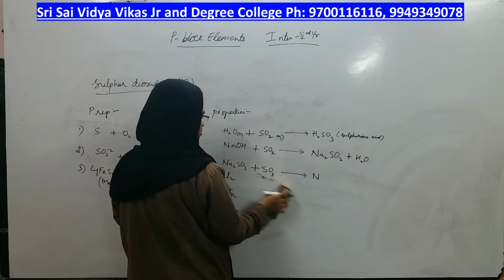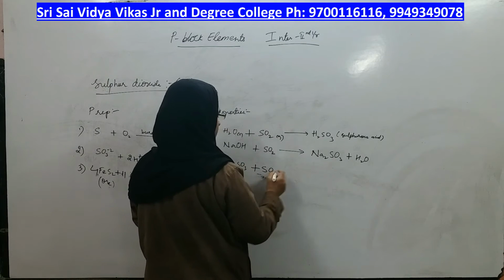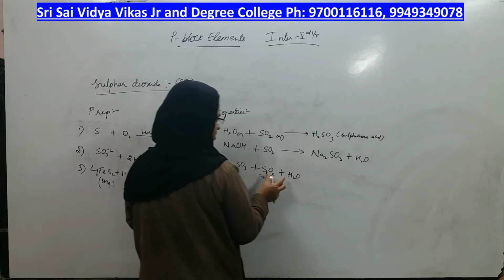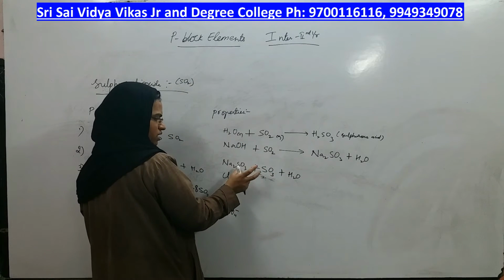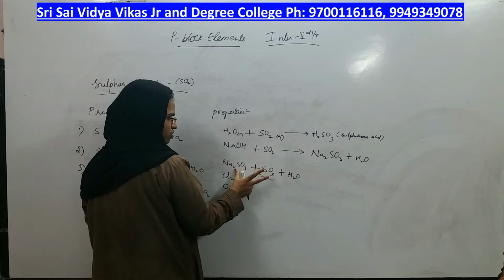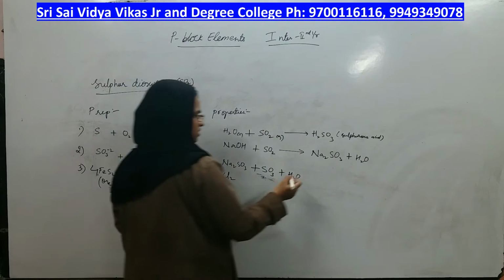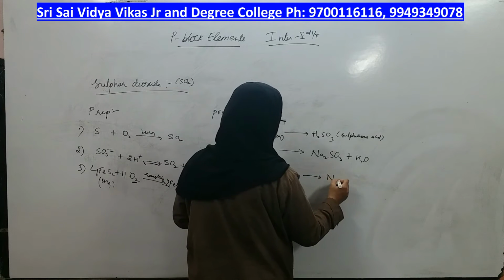The same sodium sulfite, if you react with another mole of SO2 with water, the same reaction you do again by adding some more SO2. Na2SO3 plus water, to that you add some more SO2. What do you get? Sodium bisulfite, NaHSO3.